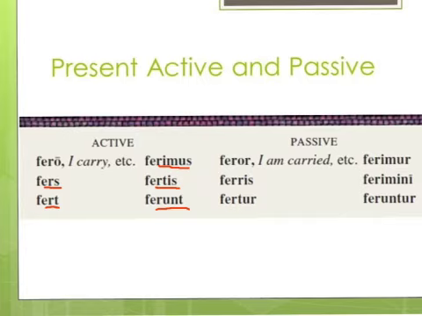In the passive, it follows the same pattern. In the second singular, again it loses its stem vowel, and it's ferris. Third singular, no stem vowel, in fertur, and then it comes back in ferimur, feriminí, and feruntur.